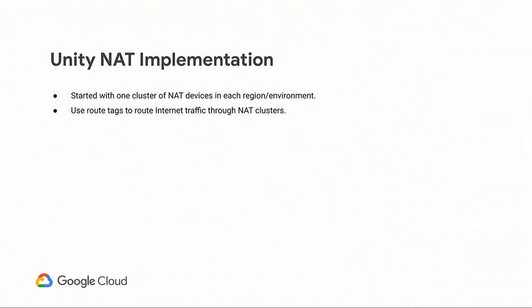So for our Unity NAT implementation, when we first started back in early 2018, our choice was very simple because there was no Cloud NAT available. So we created many NAT clusters. We have one NAT cluster in each region and each environment. We also use route tags and provide those tags to our development team. Once a tag is applied to a VM, it will route the internet traffic, meaning traffic going to the prefix 0.0.0.0/0, through the relevant NAT cluster.